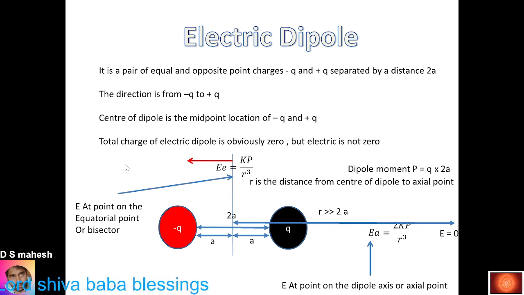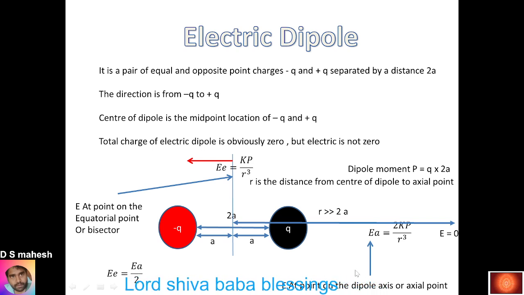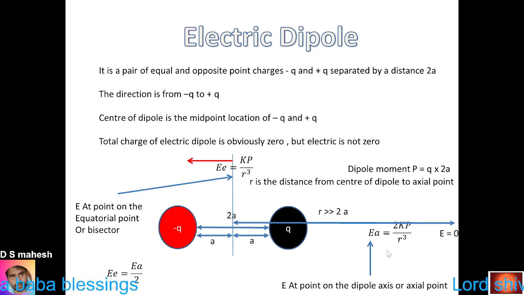And if you observe carefully these two equations, that is, the electric field at the axial point and the equatorial point, the electric field at the equatorial point is exactly half of that of the electric field at the axial point. So this is regarding the electric dipole.